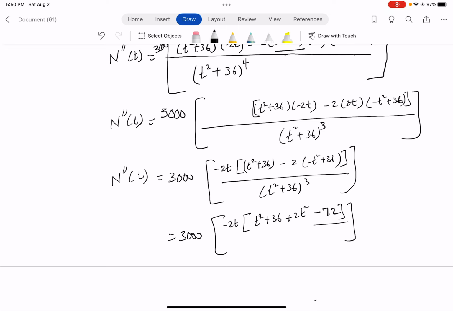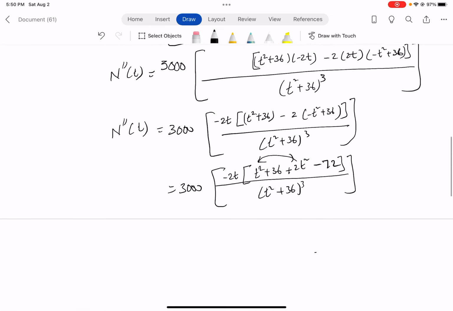Okay, and this is divided by (t squared plus 36) cubed. So you can see this one. This is going to be 3t squared and 36 minus 72.